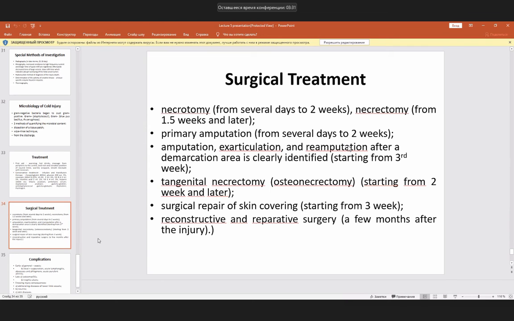Tangential necrectomy, osteonecrectomy, starting from 2 weeks and later. Surgical repair of skin covering, starting from 3 weeks. Reconstructive and reparative surgery, a few months after the injury.